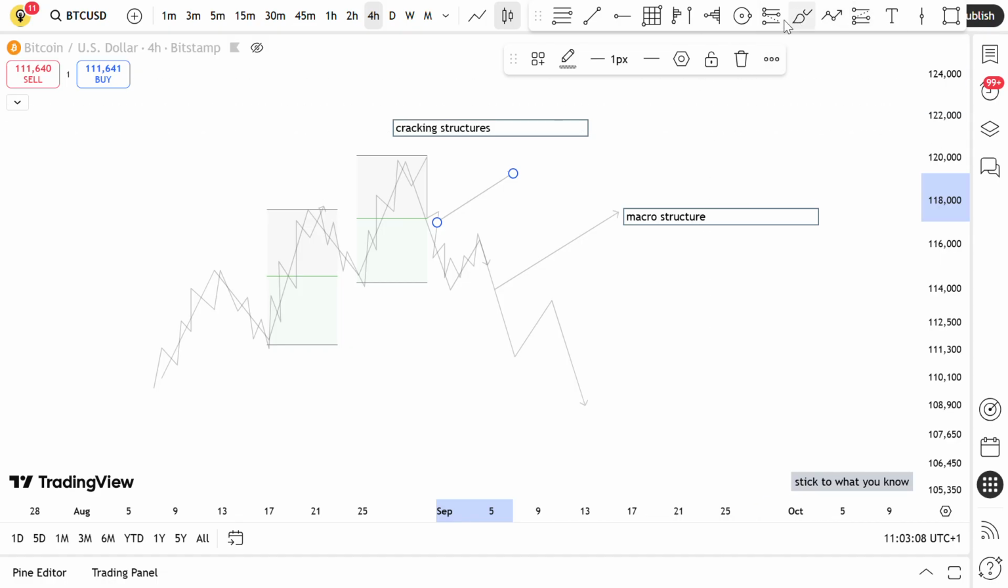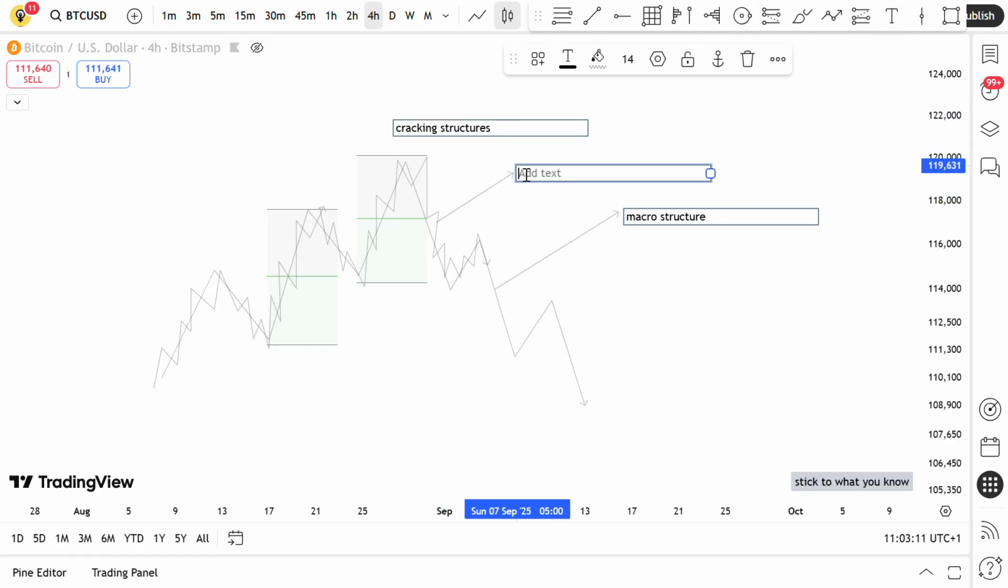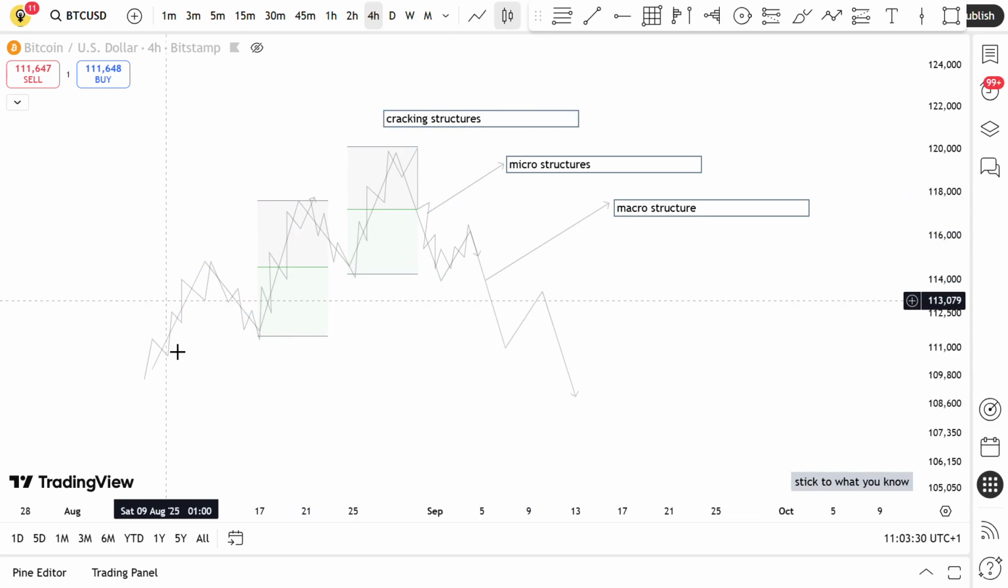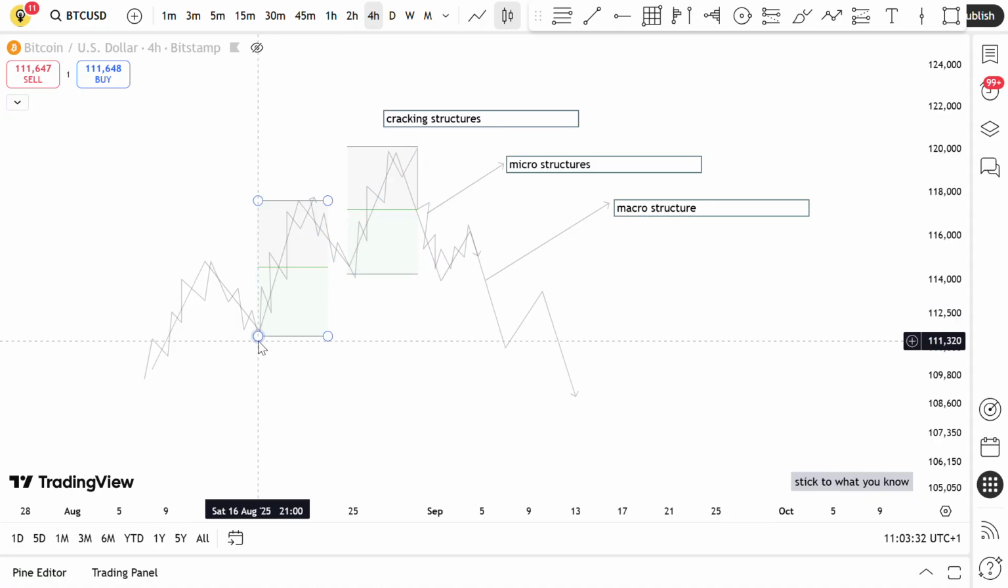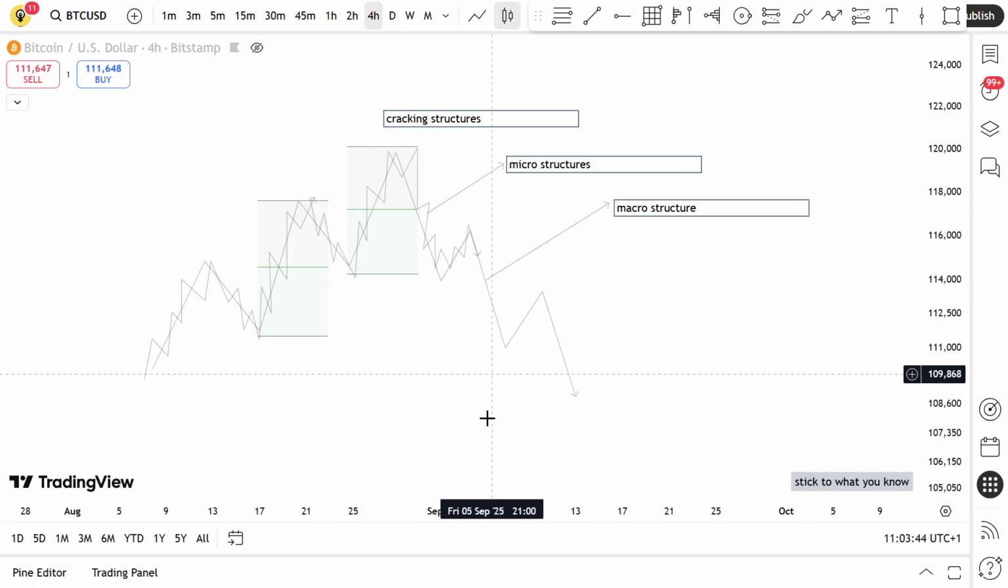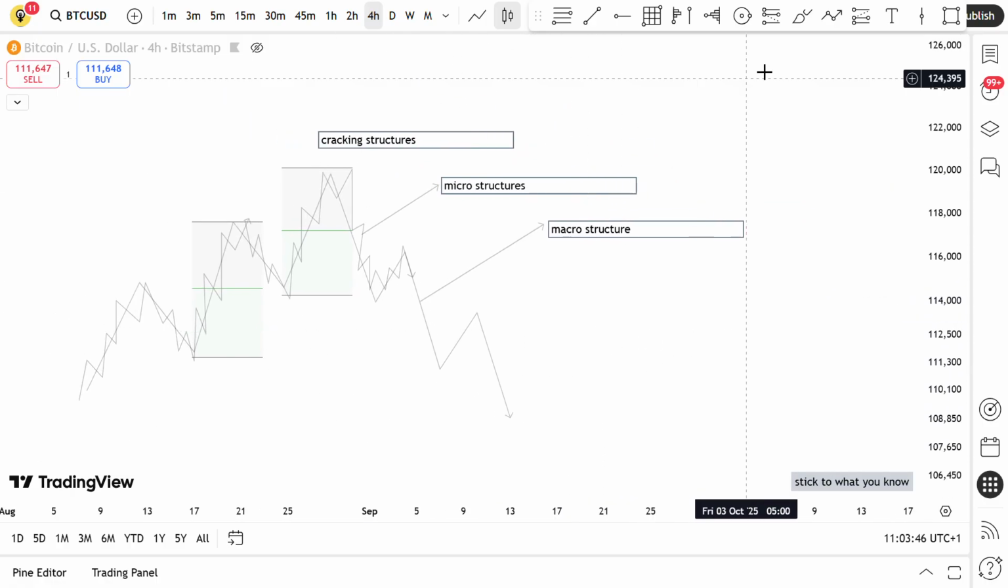The idea is that every microstructure is coming from an overall macro structure. So this microstructure, if you zoom out, you see this as a macro structure. Premium and discounts are only drawn on the macro structures, not on the microstructure. That is a rule.